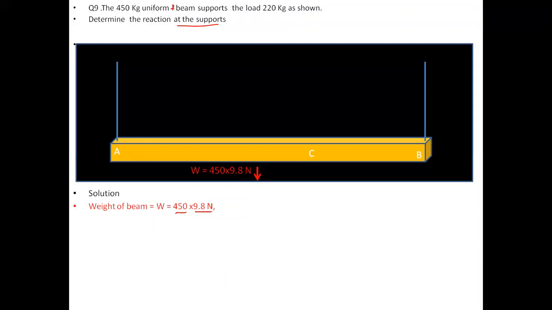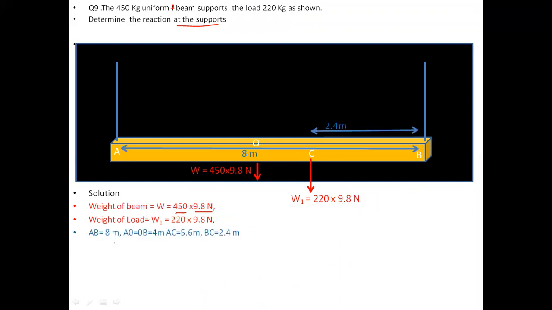And this is the way we can show that the weight is in the downward direction of this whole beam. The load is being put on a certain place. Let's call that place point C. On that we have a weight of 22 kilograms multiplied by 9.8, to convert it into force. This is also acting in the downward direction.